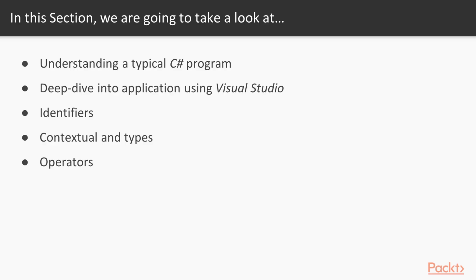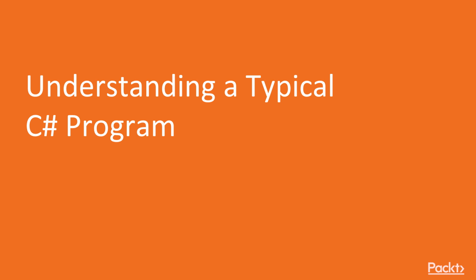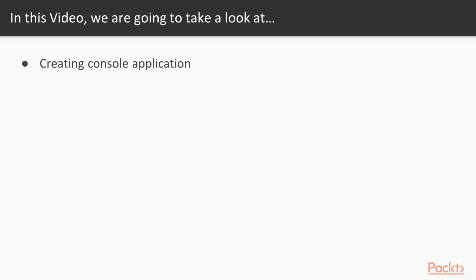In this section, we will see understanding a typical C# program, a deep dive into an application using Visual Studio, identifiers, contextual keywords and types, and operators. Now, we move on to the first video, understanding a typical C# program. In this video, we will create a console application.